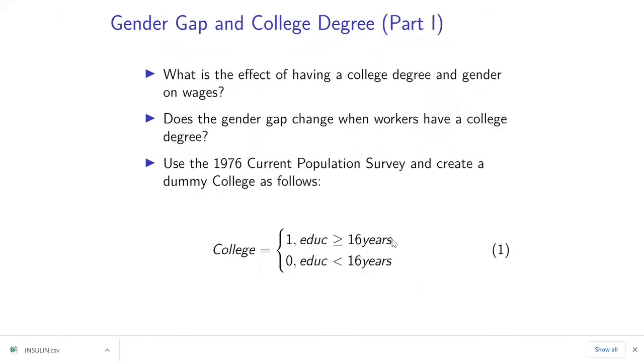Suppose that you suspect the effect of the gender gap between male and female differs based on whether the workers have a college degree. You can then create an interaction term between the female dummy and the college dummy to explore whether there is a varying effect of gender gap in wages. To do this, you need to create a college dummy that is equal to 1 if education is greater than or equal to 16 years, or 0 otherwise.